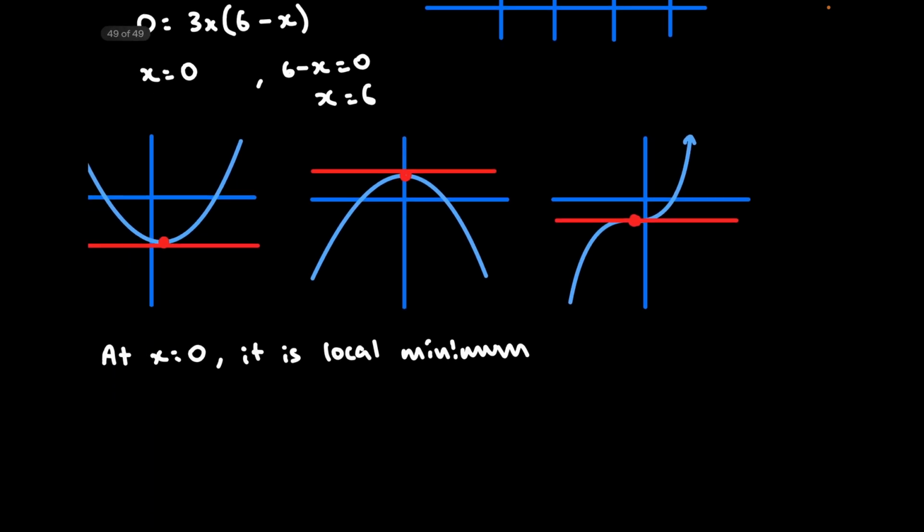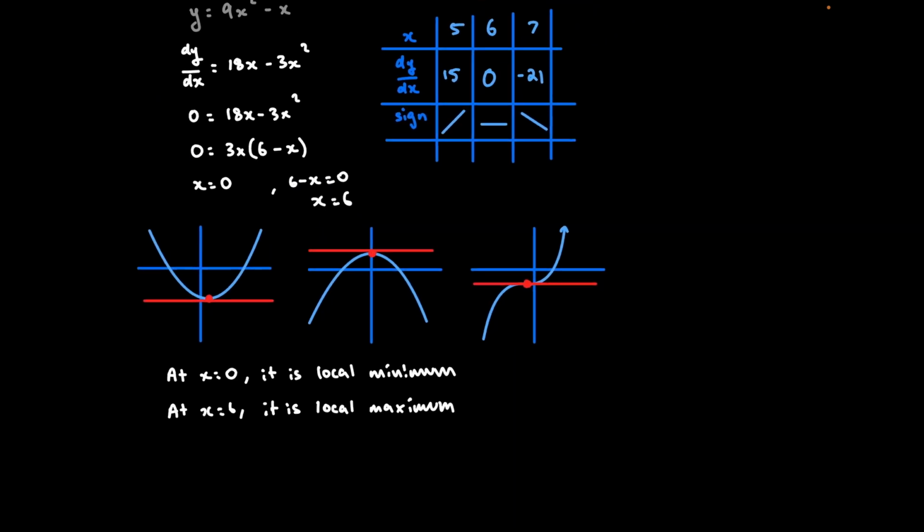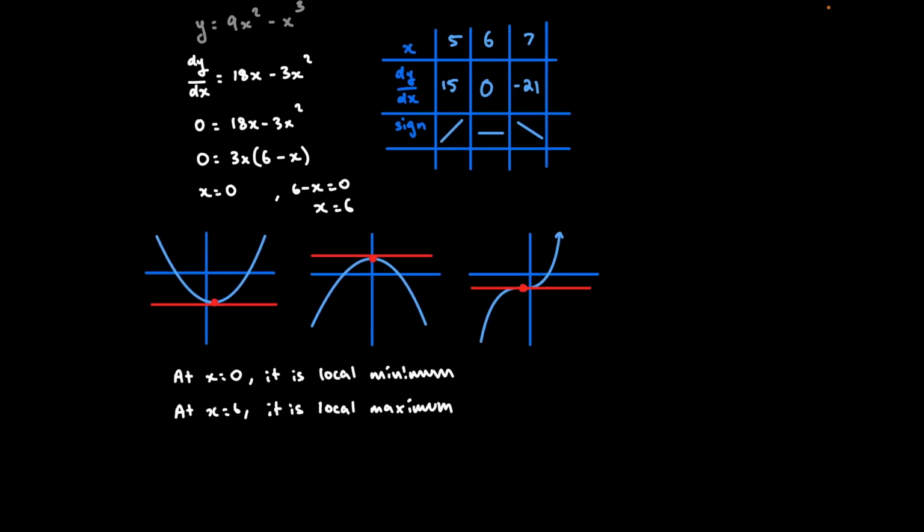Okay, so now that we've identified that, let's have our little statement at the bottom. We can say that at x equals 6, the stationary point is a local maximum. And that's how for this question we identified both the stationary points as well as the nature of the stationary points using the sign test.